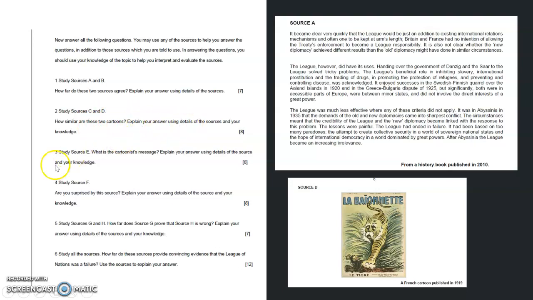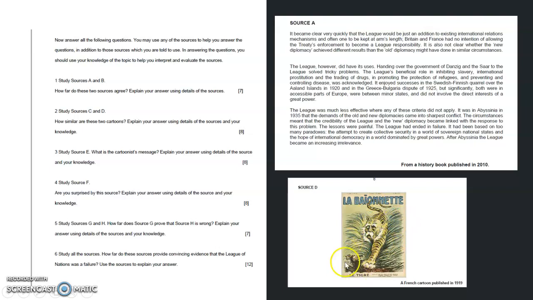Explain your answer. For number 3, you have to study source E only. What is the cartoonist's message? For this part, you have to be able to interpret the hidden message of the cartoon. For example, let's look at this French cartoon. What does the tiger symbolize? You have to be able to answer this.